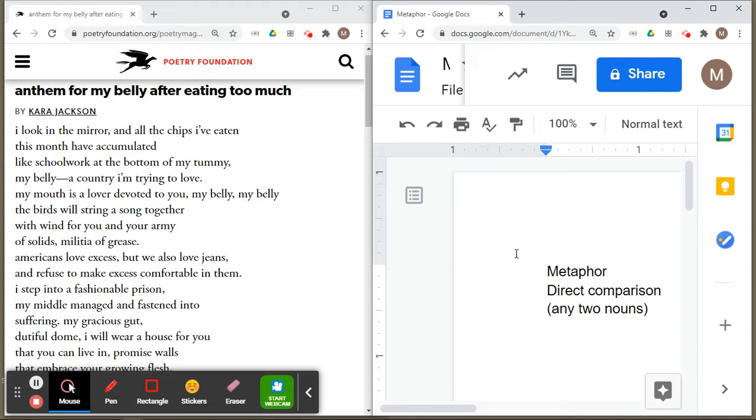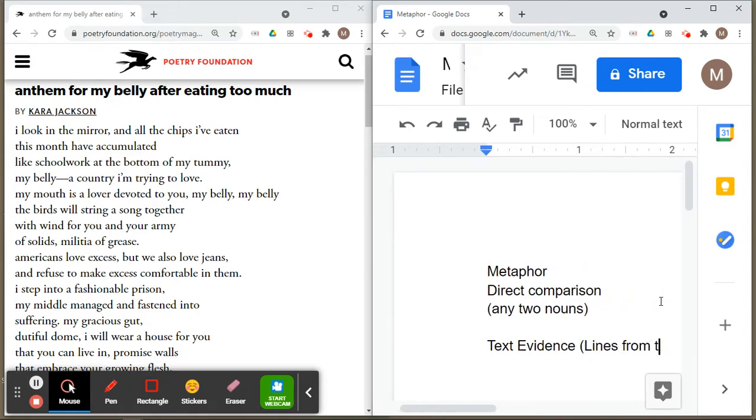When you think of metaphor, I want you to think of someone you know who tends to just say things exactly as they are, with no filter. So we're going to be looking for metaphor in the work Anthem for My Belly After Eating Too Much. Here we go, now to our poem. I'm moving over to the left side, and then we're going to start looking for our text evidence, again using lines from the poem.